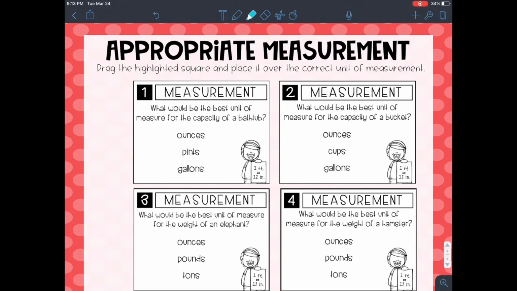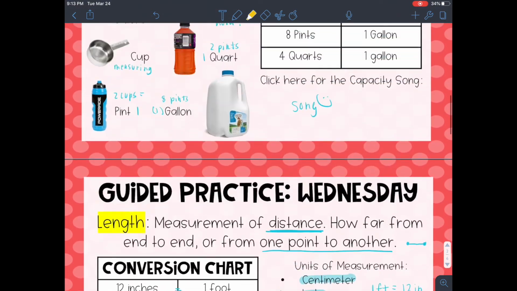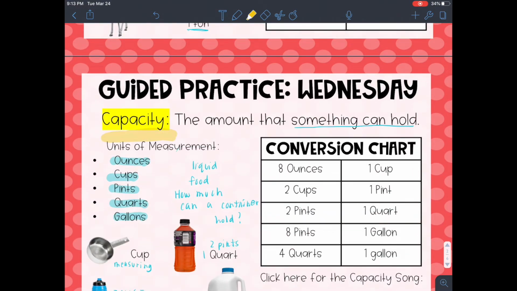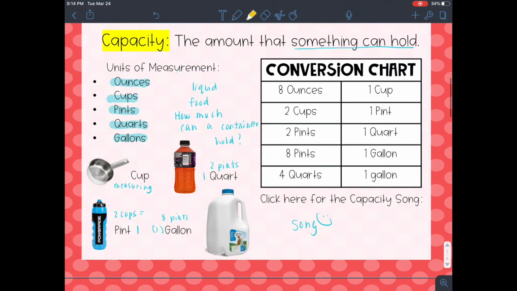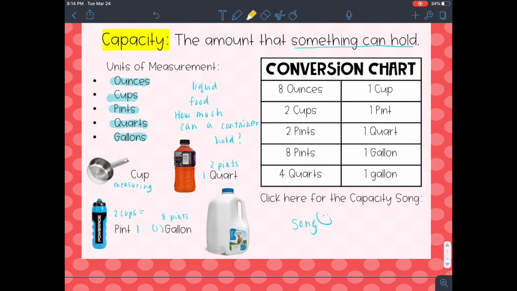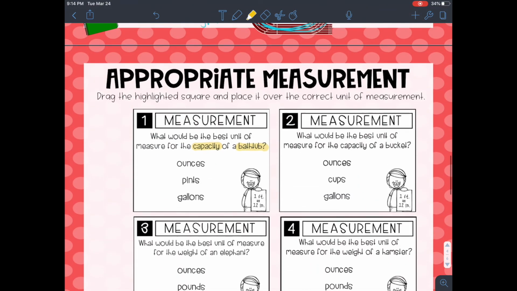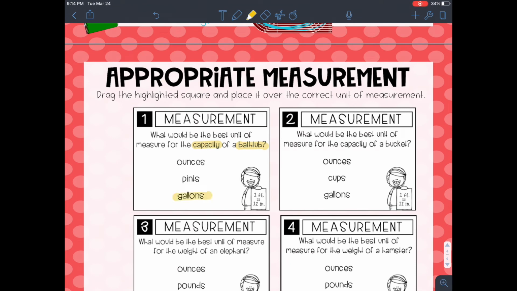So for number 1, it says what would be the best unit to measure the capacity of a bathtub, so how much a bathtub could hold in, for instance, water. How much water could it hold? So I'm going to scroll back up to where my capacity slide is, and look at my units of measurement. I have a cup, a pint, a quart, and a gallon. Which would make most sense to fill up a bathtub? For me, what would help me fill up the bathtub the fastest is a gallon. So I'm going to scroll back down and take my highlighted box and highlight gallons.